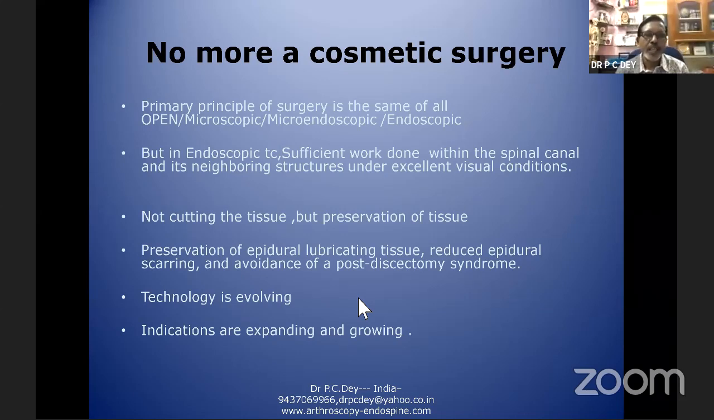The principle is the same for open surgery, microscopic surgery, and microendoscopic surgery, or whatever the surgery may be. In endoscopic surgery we follow the same principle, but in the endoscopic technique, sufficient work is done within the spinal canal and its neighboring structures under excellent visual conditions. We are not cutting the tissue, but preserving it. Preservation of the epidural lubricating tissue reduces epidural scarring and avoids post-discectomy syndrome. Technology is evolving, and indications are expanding and growing.